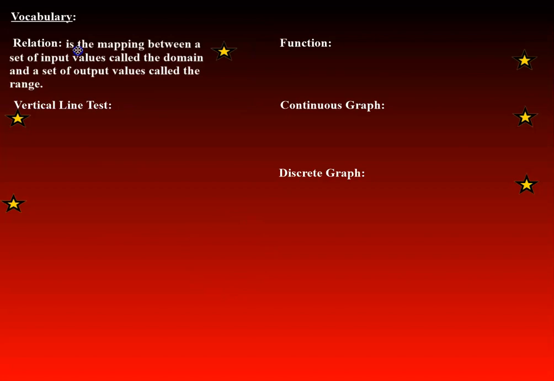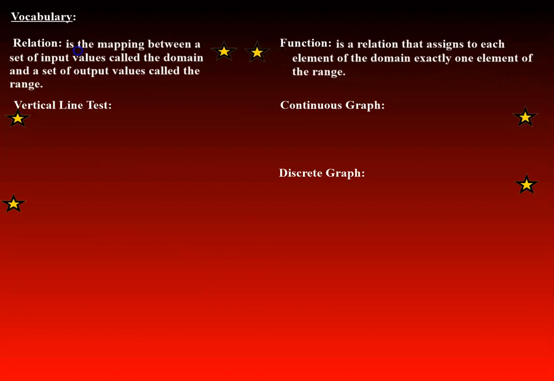The next one we have is function. A function is a relation that assigns to each element of the domain exactly one element in the range. So in other words, if we have a function, we put 5 in it, it gets a single number for an answer. It does not get 2 numbers for an answer, like we were looking at with the mappings earlier.